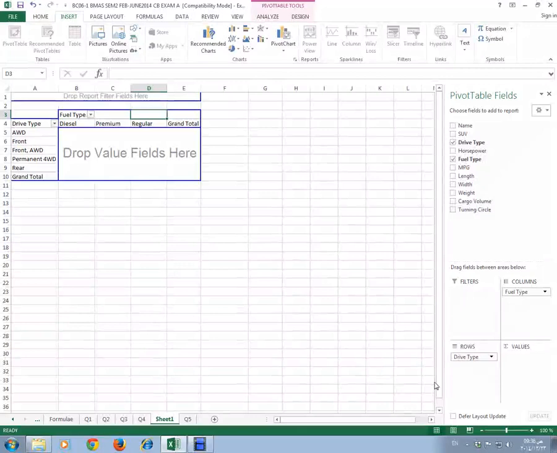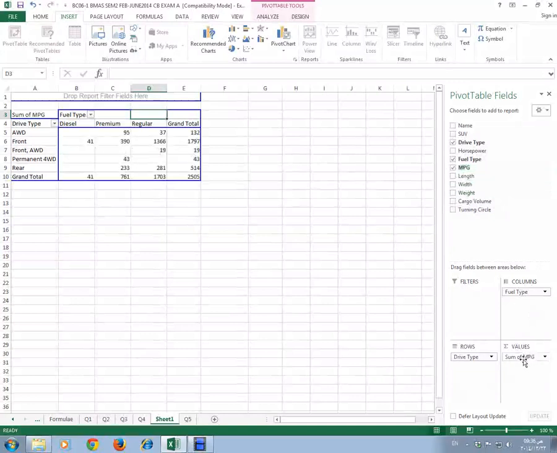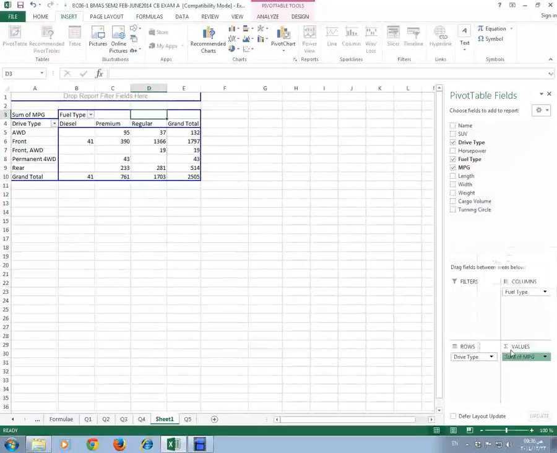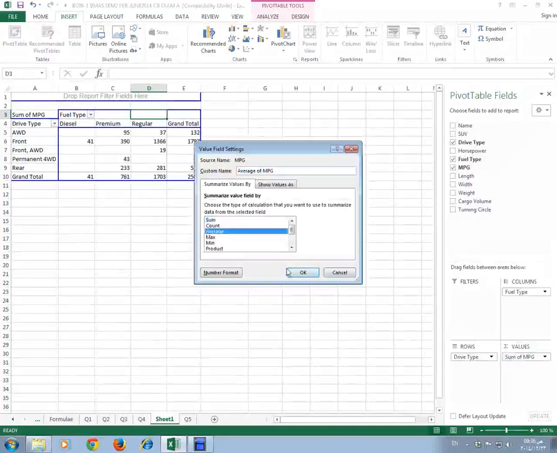The question here now is to also put the average of MPG. So the value here, we need MPG. I'm going to click MPG, and it came here as sum. But the question says we don't want sum, we want average. It depends on the question. If the question says anything here, you have to change it. So this one we want average. Click the arrow here, then Value Field Settings, change it to average, and click OK.